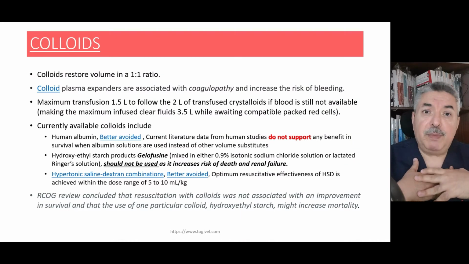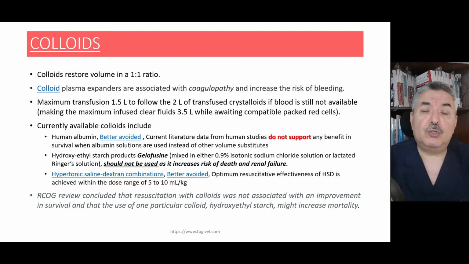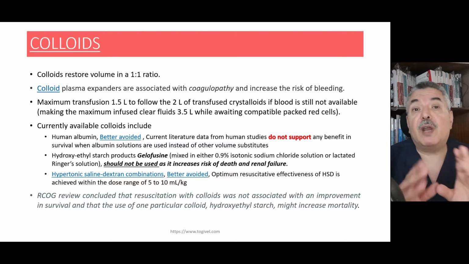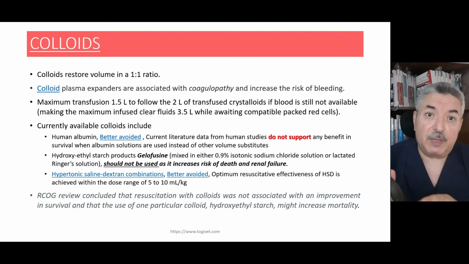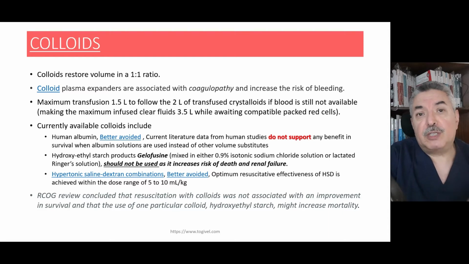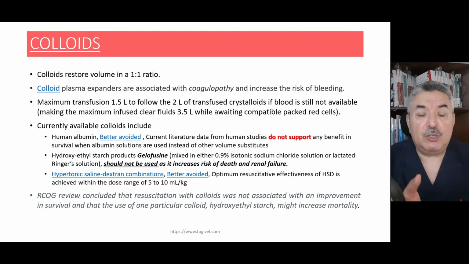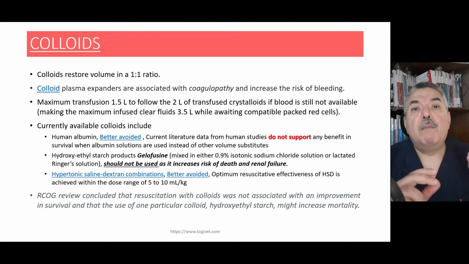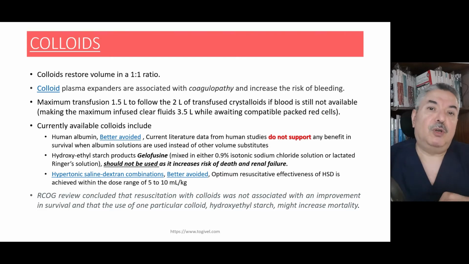In my experience, I always avoided colloids, so I don't use colloids. However, I will tell you the guidelines. I'm telling you my experience and I'm telling you the guidelines. The guidelines say that if you gave 2 liters of crystalloids and still no blood is available for replacement, then you can give colloids up to 1.5 liters in addition to the 2 liters of crystalloids. So the maximum fluid you can give is 3.5 liters. Maximum 2 liters crystalloids, maximum 1.5 liters colloids.